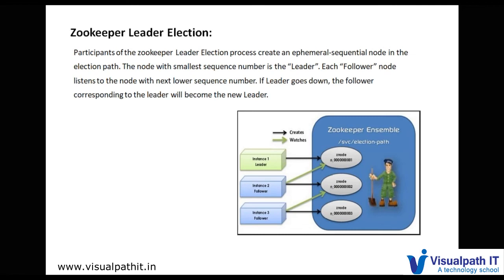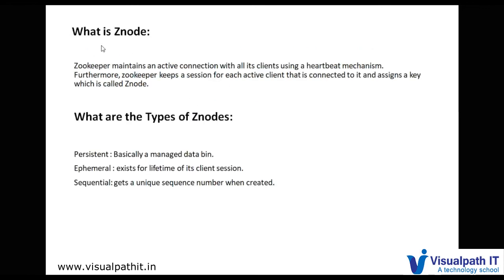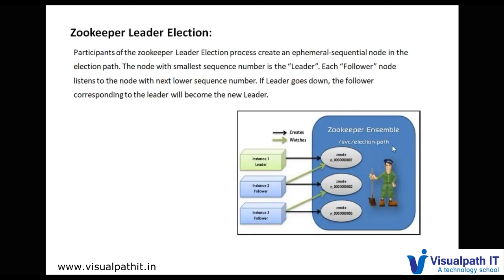When the Zookeeper is started, a number will be assigned. That number is called the Znode. The one which receives the least Znode number is marked as leader and automatically becomes the leader.